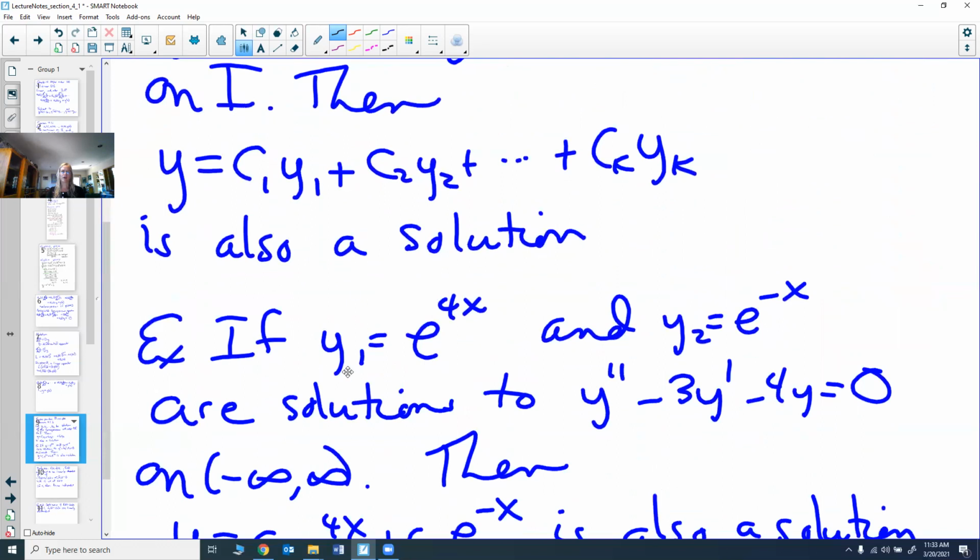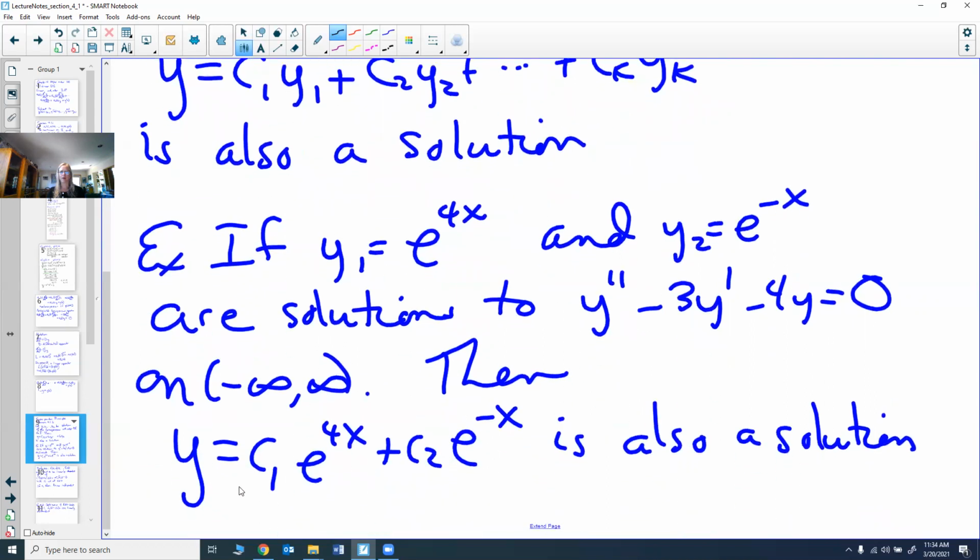So if we happen to know that y1 equals e to the 4x and y2 equals e to the negative x are solutions to some differential equation, then y equals c1 e to the 4x plus c2 e to the negative x is also a solution. And this is very useful because we're going to be finding these individual y solutions, and then we can combine them together to get our solution.